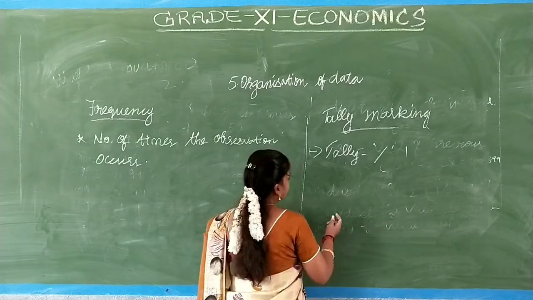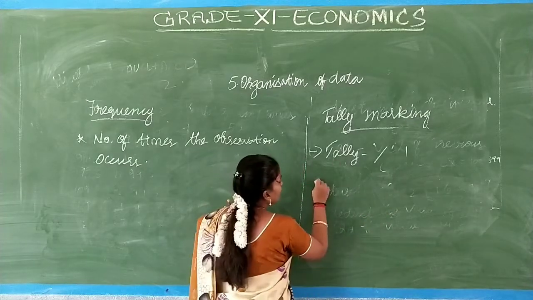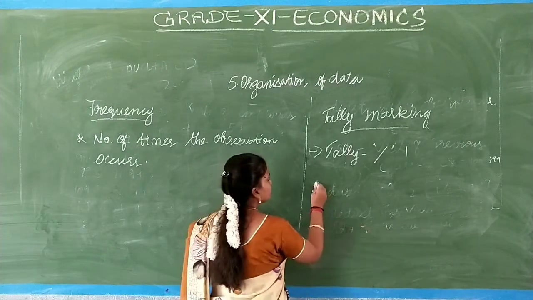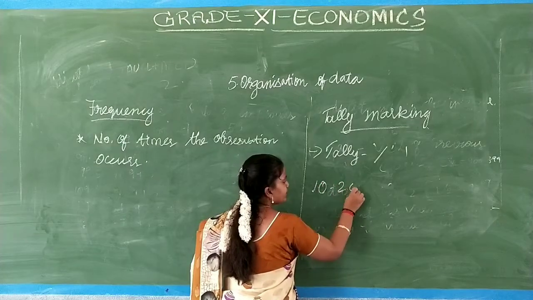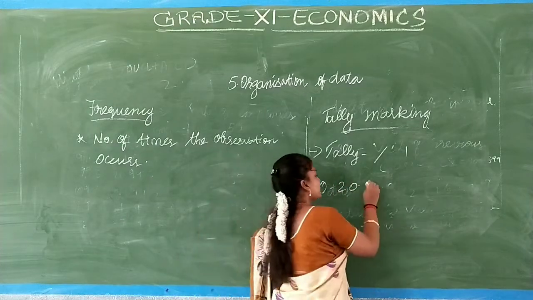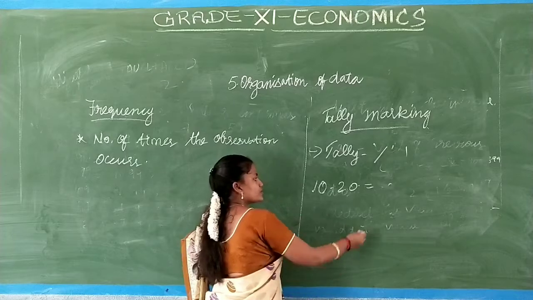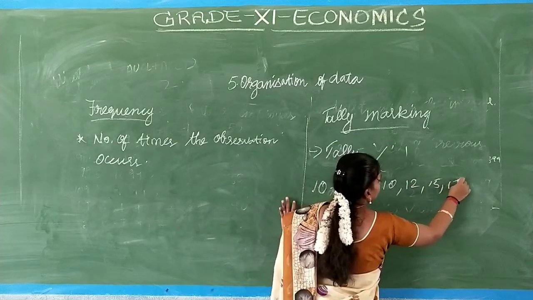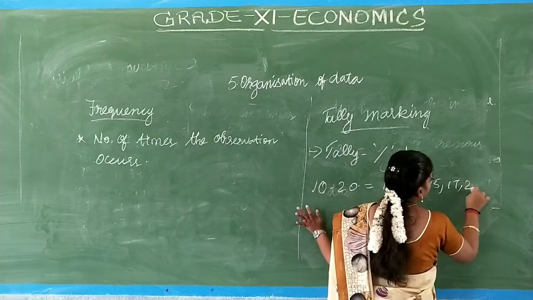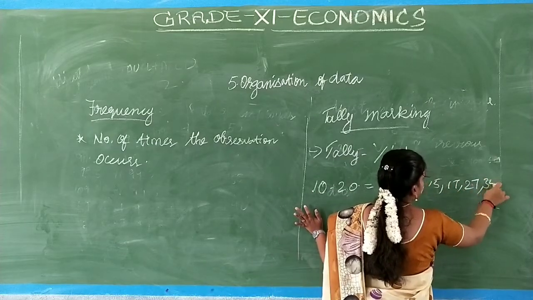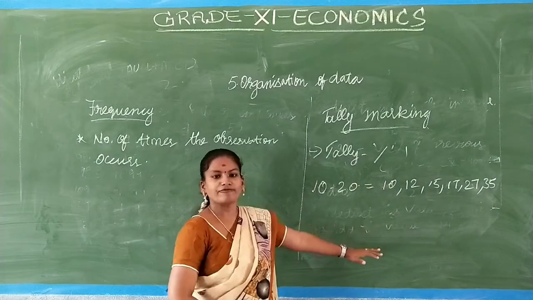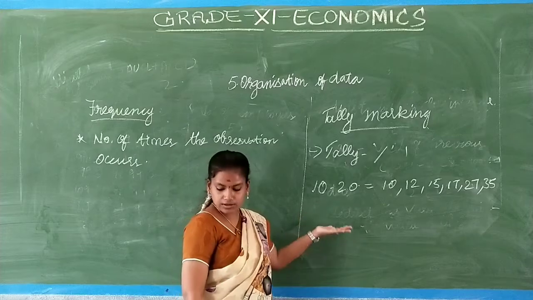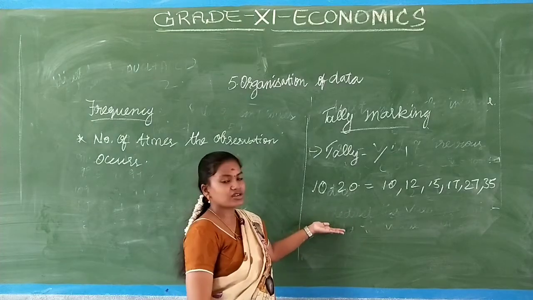So for example, when you have data, you are calculating the height or weight of students. So 10 kgs to 20 kgs, how many students are there, that we are going to calculate. So how many students are here? We have 11, we have 12, we have 15, we have 17, we have 27, we have 35. This is the data you have got. Now you need to calculate the frequency, how many times this particular observation has come.